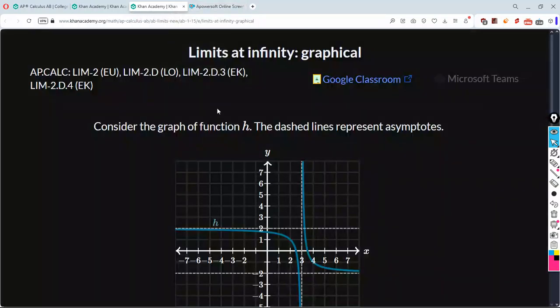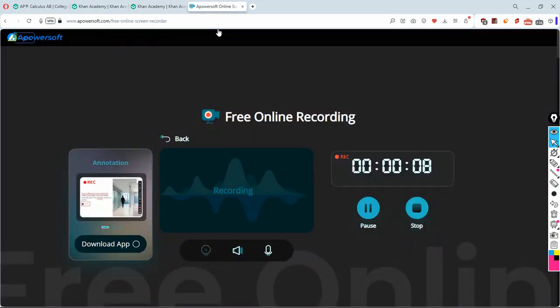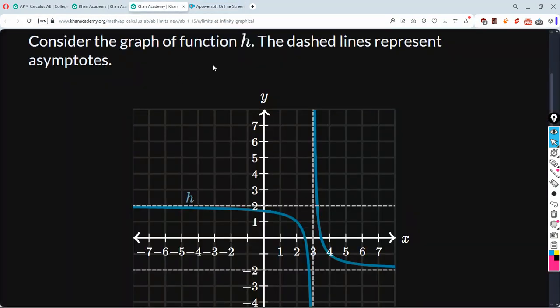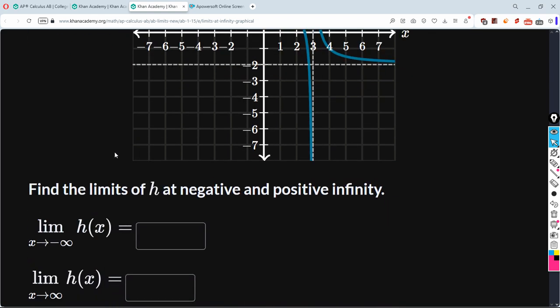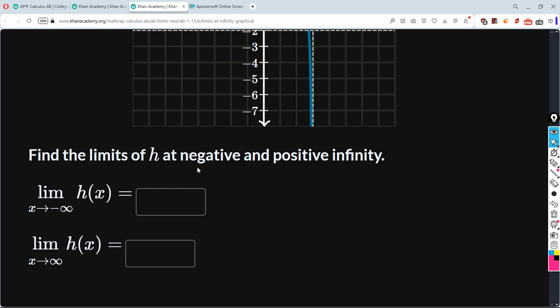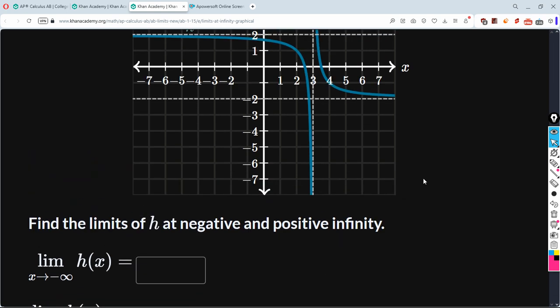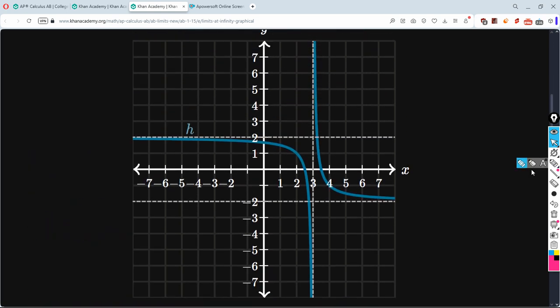This will be for the Khan Academy exercise, limits at infinity, graphical. All right, so we have the function h here, and they want us to find the limits of h at negative and positive infinity. Okay, x approaches negative and positive infinity. So let's see here.